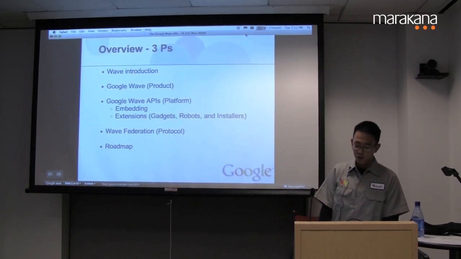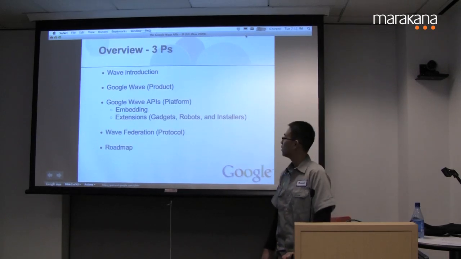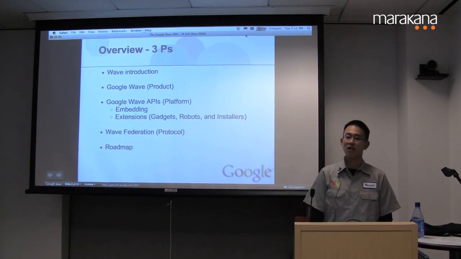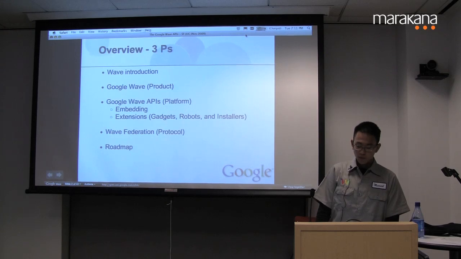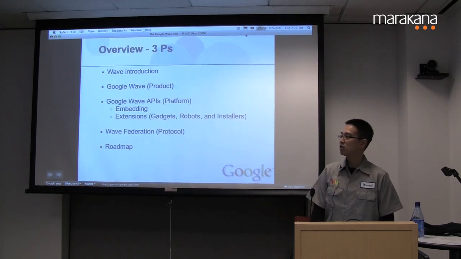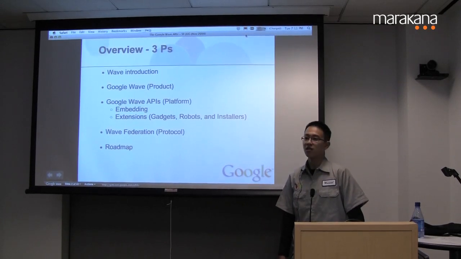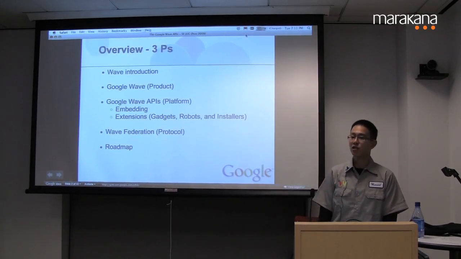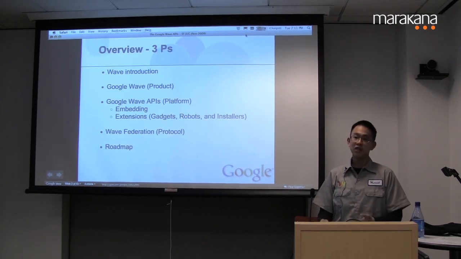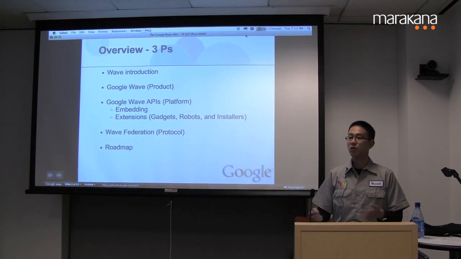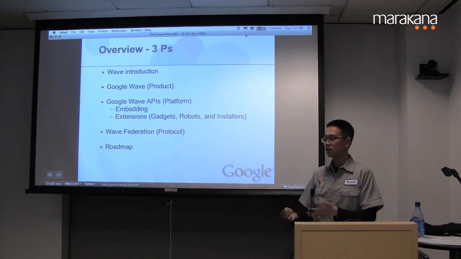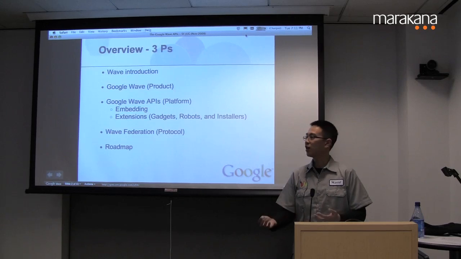And the third P is protocol. This is for Google Wave Federation. We know that the internet is built on top of open standards and open protocols, so we don't want to make Wave yet another siloed communication tool. That's why we think it's very important that Wave technology is based on an open standard, an open protocol that everybody can contribute to, and better yet, everybody can adhere to, so that different Wave providers can interoperate and intercommunicate with each other.